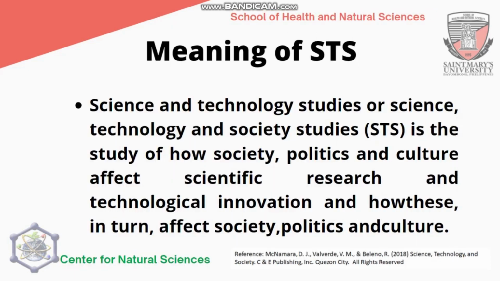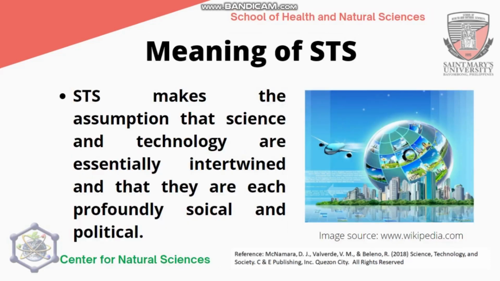The meaning of science, technology, and society. Science, technology, and society studies is the study of how society, politics, and culture affect scientific research and technological innovation, and how this in turn affects society, politics, and culture. What else? STS makes the assumption that science and technology are essentially intertwined, that they are each profoundly social and political.